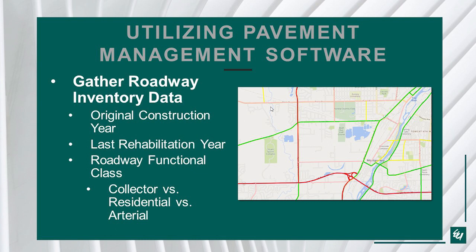And then the roadway functional class. One thing you can do with this software is analyze your residential streets, or even just one single subdivision by itself, or you could analyze only your collectors or your arterials. You can have different decision trees for your collectors versus arterials versus residential. Typically, you probably want to maintain a higher level of service and not let your PCI drop as far on your collector and arterial streets versus your residential.